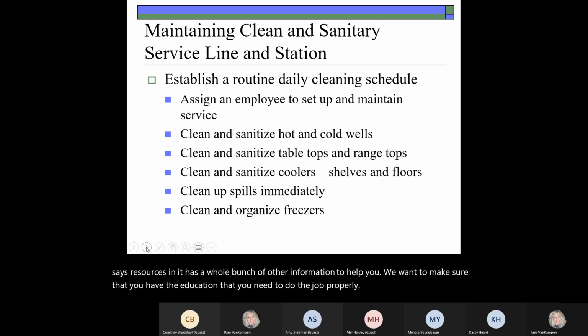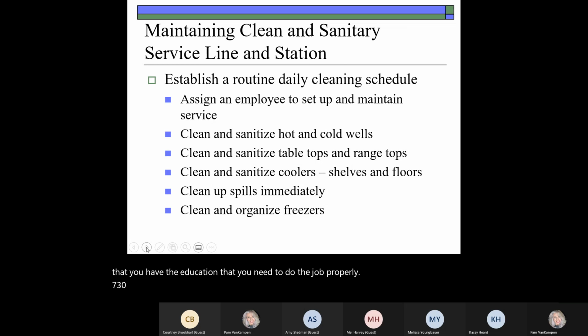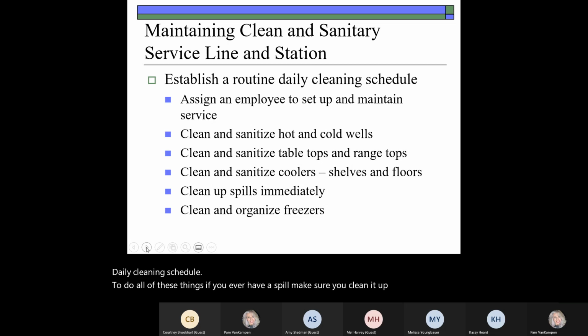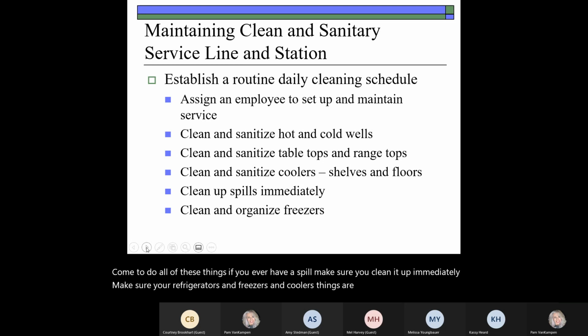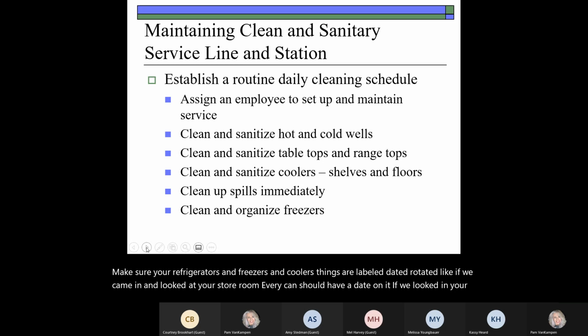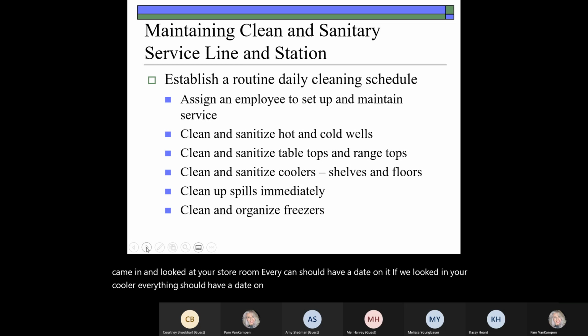Okay, still on 32. Like I said, have a daily cleaning schedule to do all of these things. If you ever have a spill, make sure you clean it up immediately. Make sure your refrigerators and freezers and coolers, things are labeled, dated, rotated. Like if we came in and looked at your storeroom, every can should have a date on it. If we looked in your cooler, everything should have a date on it. You need to have dates on things so you know how to rotate them.